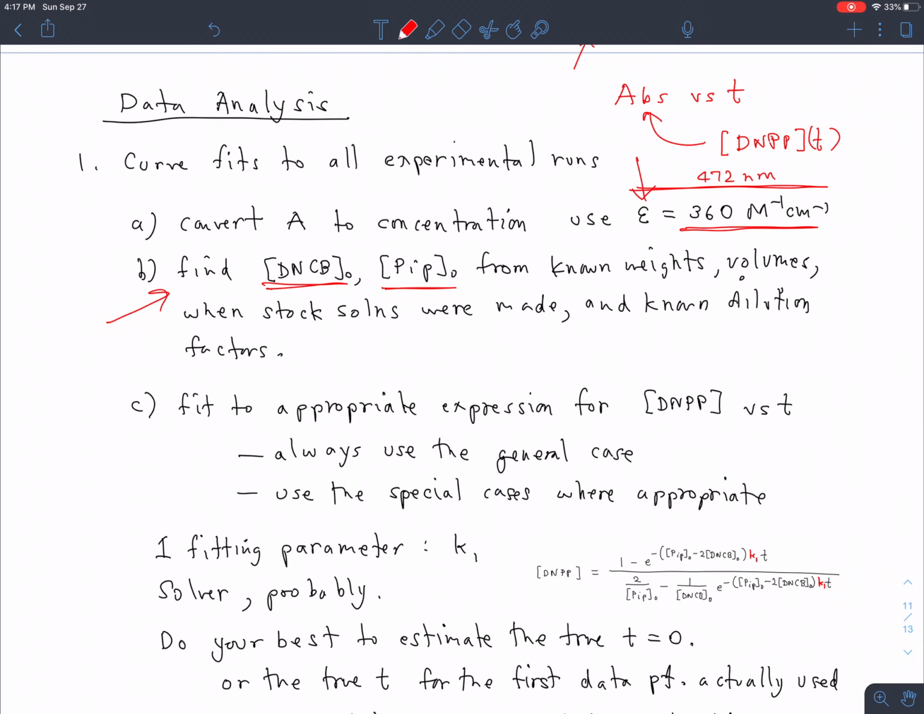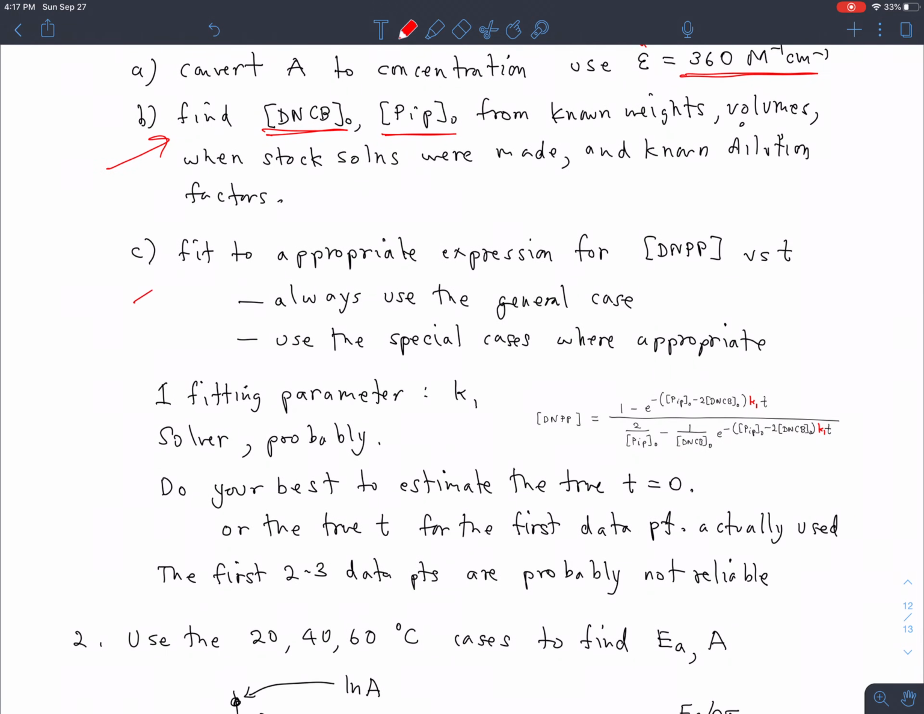Because those are inputs into our models. And then we're going to fit each of the curves. Now, these curves will now be dNpp versus time, and we're going to fit them to the appropriate model. There are 3 different models. The general case is the model that you use for the time-dependent data, for the 20, 40, and 60-degree data. Then there's the special fitting function for the stoichiometric case, and also the special fitting function for the flooding case.